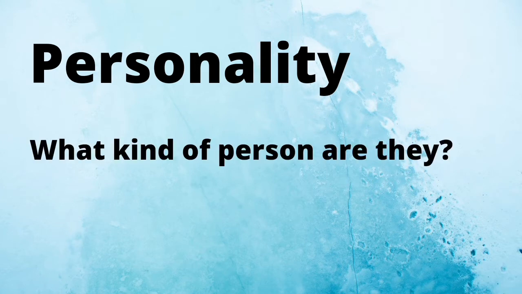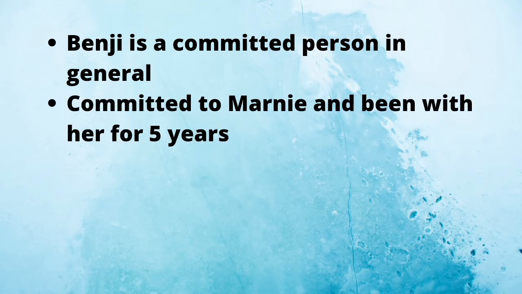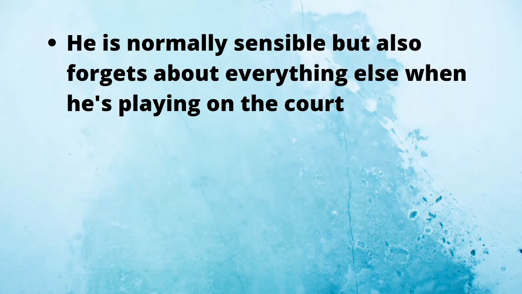In my story, Benji is a committed person in general. He is committed to his relationship with Marnie and has been together with her for 5 years. He is also committed to his basketball career and wants to play in the pro leagues. He is normally sensible but forgets about everything else when he's playing on the court. This has caused a lot of strain in his relationship with Marnie.